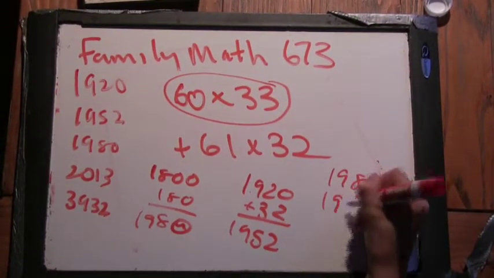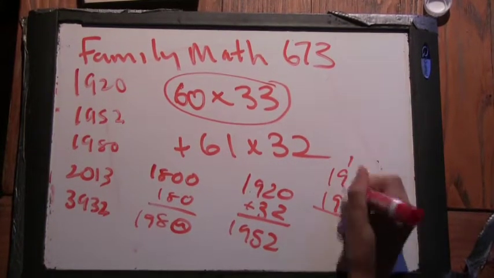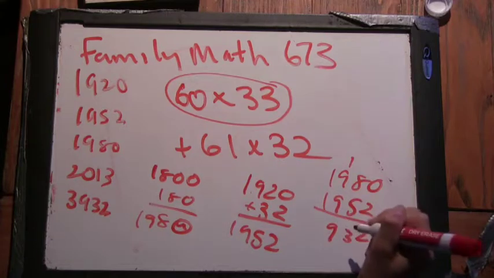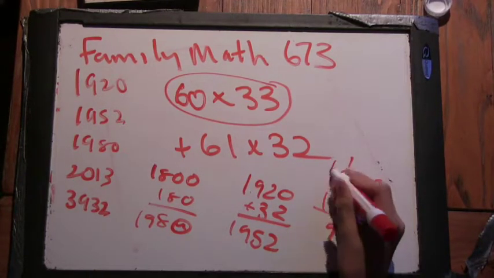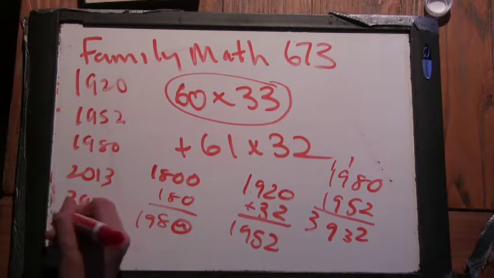1980, 1952, 3932. Okay. So what's the answer? E, trust E. Okay. 3932.